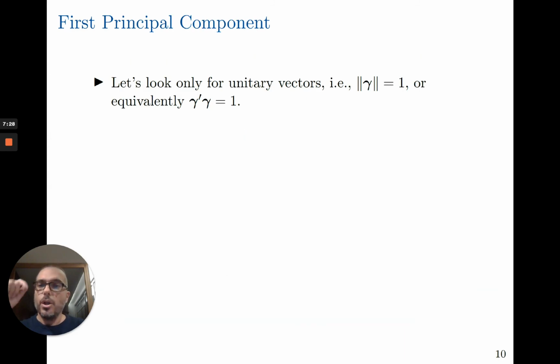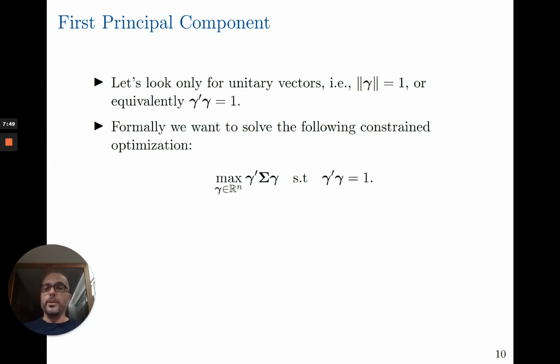Okay. So what we are going to do is restrict the norm of this vector gamma that we are trying to find. We are going to restrict the norm of gamma to be 1, or equivalently gamma prime gamma should be 1. We call these unitary vectors. And we want to solve the following constrained optimization problem.